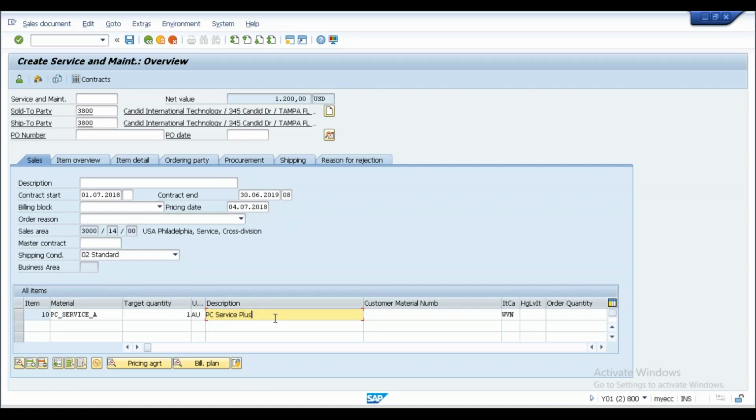That is normally specified within this item category. Okay, you must be aware of it if you are coming from an SD background.